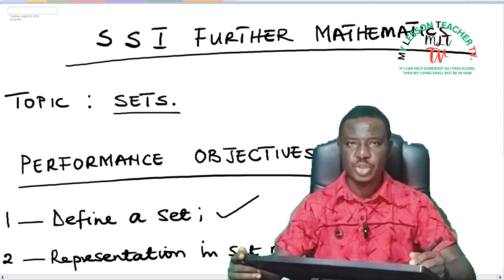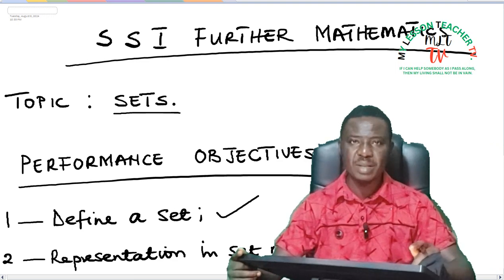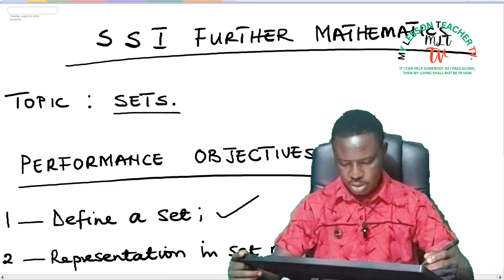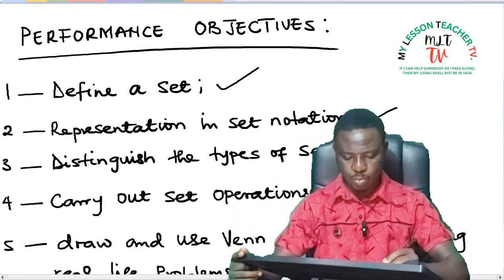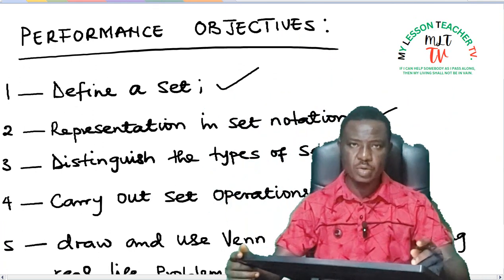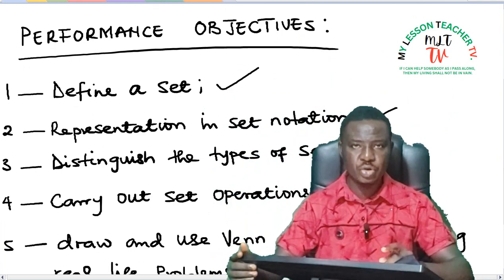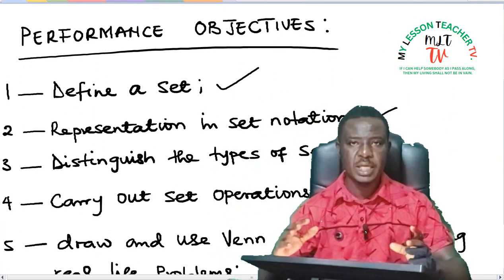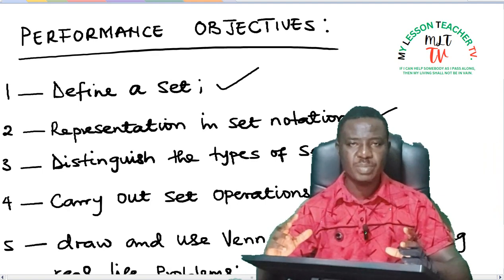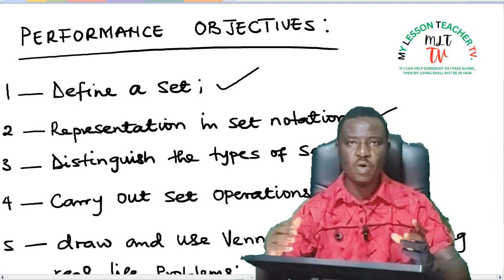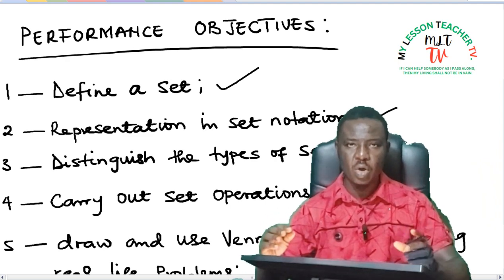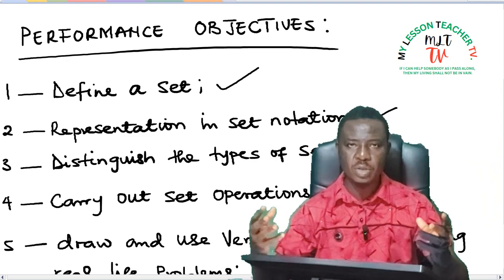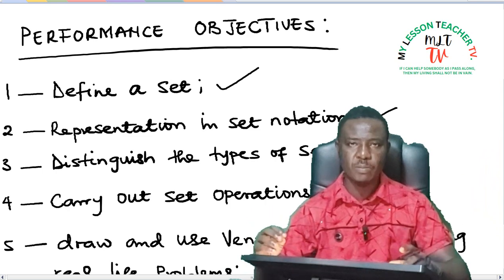Today's class is a continuation of our SS1 Further Mathematics class on sets. At the last class, we were able to look at the set operations, which include the intersection and the union of two sets, where we said the union of two sets simply means the summation of all the elements you can find in set A as well as in set B, or amongst the sets under consideration.